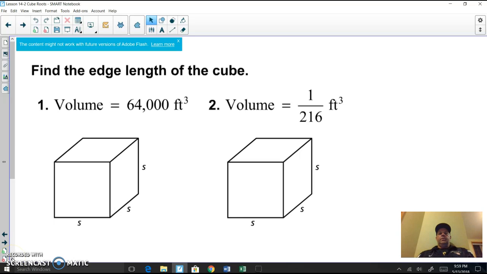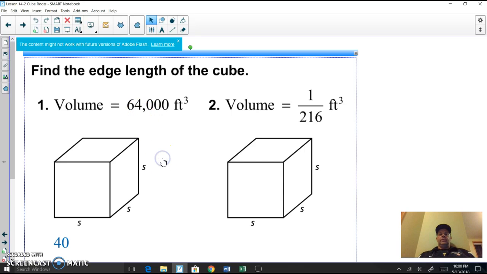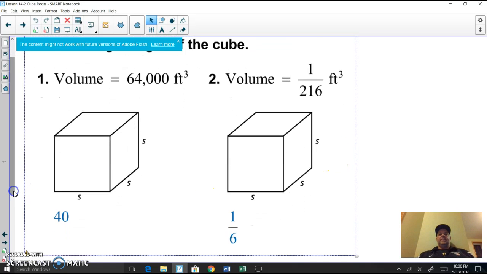Please take a minute in your groups to see if you can find the edge length of the following cubes. Number 1 has a volume of 64,000. Number 2 has a volume of 1/216th of a cubic foot. Please pause the video. In the first one, I know that 4 times 4 times 4 is 64. I also know that there are 3 zeros here, so my answer is 40. In the second one, the cube root of 216 is 6, so the answer is 1/6. 6 times 6 times 6 is 216.